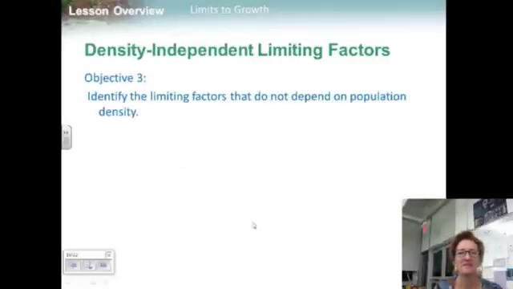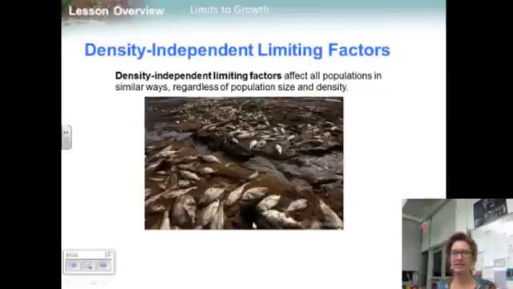Objective 3, identify the limiting factors that do not depend on population density. All right, these are called density-independent limiting factors. These factors affect all populations in similar ways, regardless of the population size and density. Unusual weather, such as hurricanes, droughts, or floods, and natural disasters, such as wildfires, can act as density-independent limiting factors.